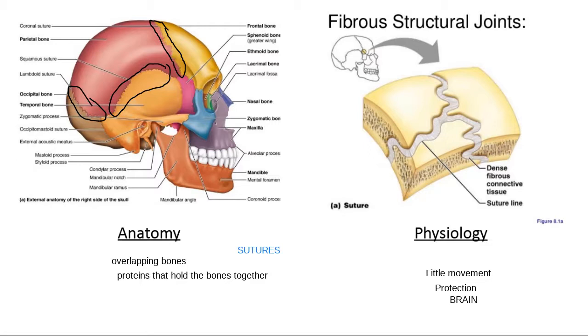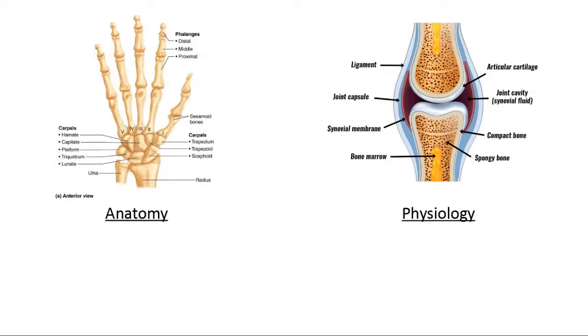And that's bad news. So when we think about the skull and the way that we connect all of these skull bones to each other, we're using a type of joint called sutures, because sutures don't move very much. They're connected together really tightly. Let's compare sutures to a type of joint that we call synovial joints.